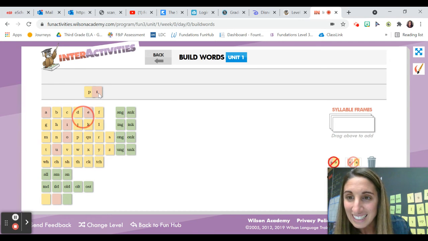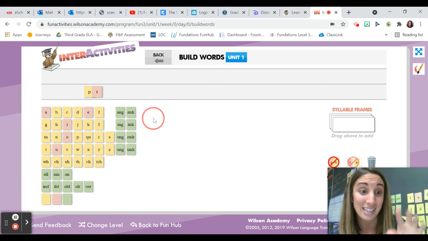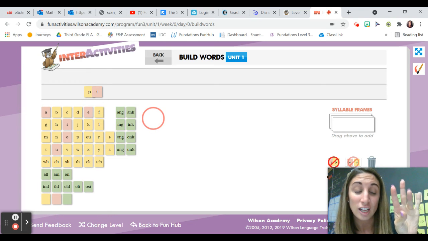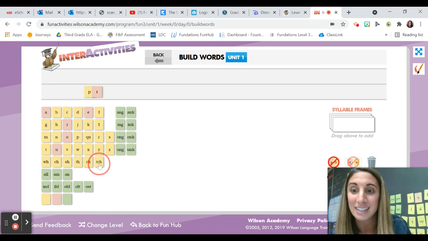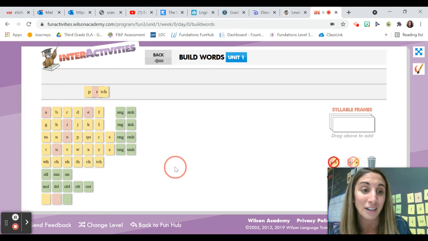Now, wait a second. Next thing I hear is ch. So which ch am I using? Look at this letter. Is it a short vowel? So what do we put? Our new trigraph, TCH. Hopefully you got that right at home.